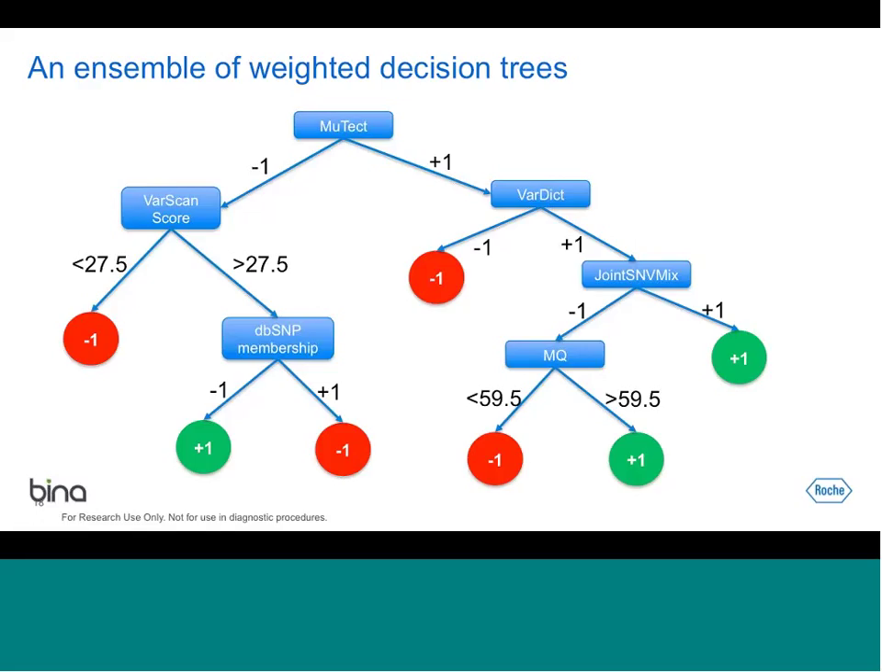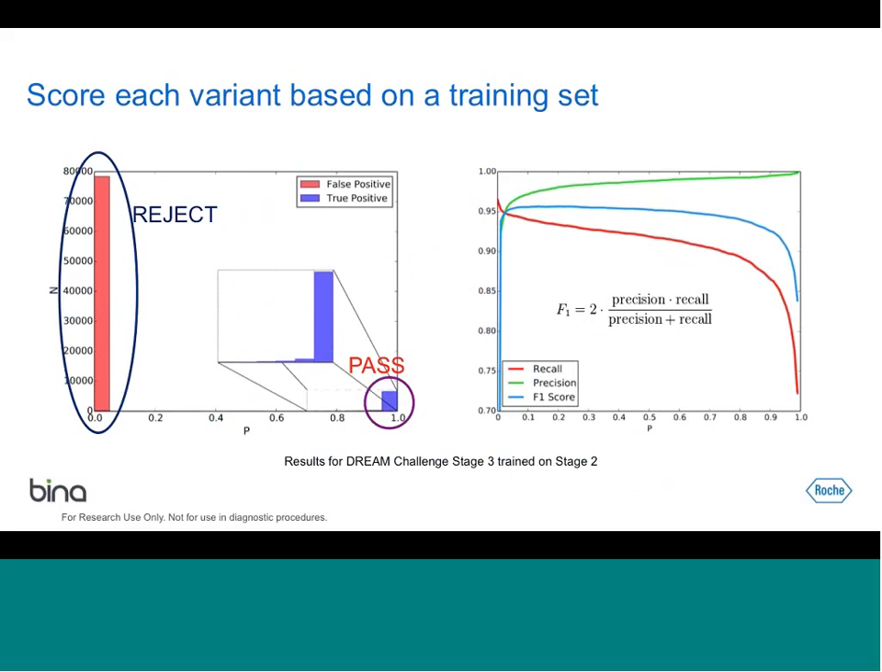This is one of many decision trees, and there are many trees like this. Each of them has a weight, and you add them up to get a final probability score for each of the mutation candidates. And once you do that, you get a histogram of all the calls, each of them with a probability.